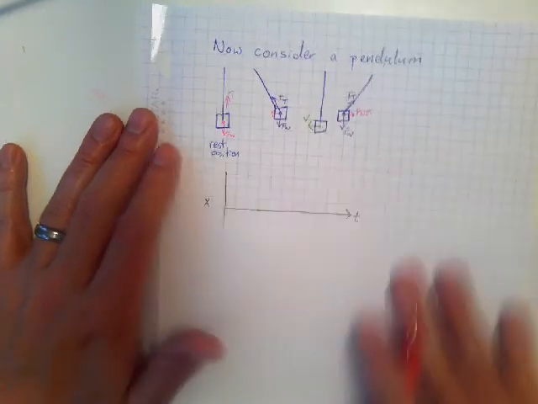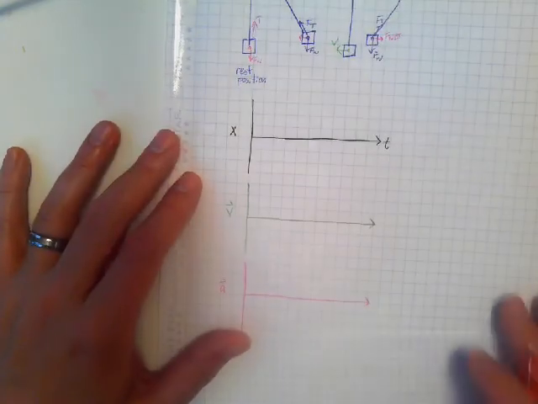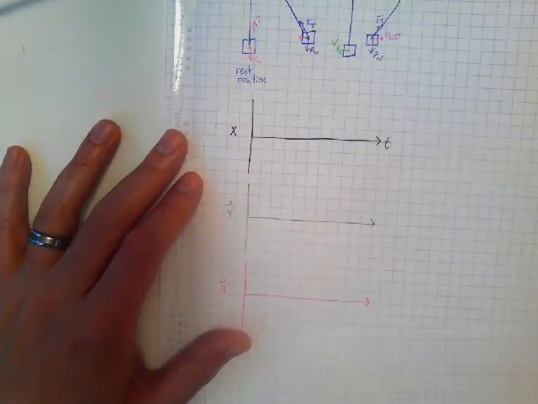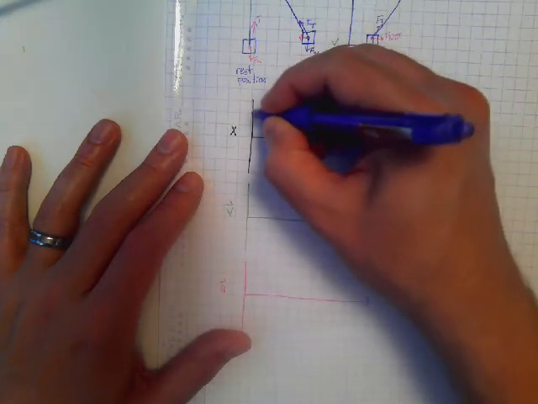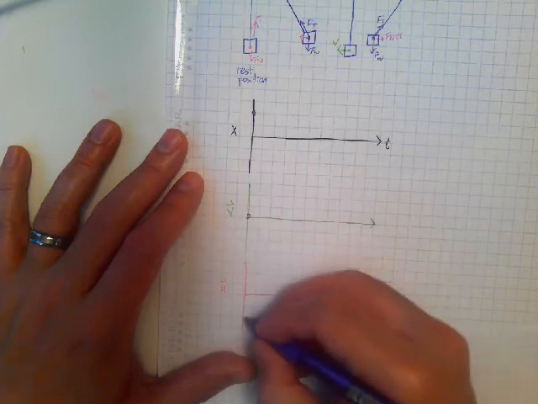So, just like before, we're going to get the same sort of graph. If I displace it in the positive direction, I have 0 velocity, and I've got a negative acceleration.